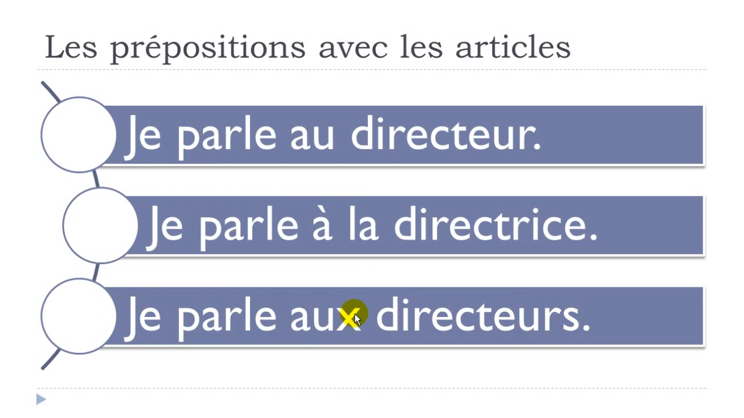Je parle aux directeurs. Okay, so you can see that here you combine à plus les, and you will get this AUX, and then phonetically you pronounce it o. So here, masculine plural, o as well. And for your information, it could be directrices, the feminine plural. It wouldn't change anything because it will still be this o. So it will be aux for the masculine or the feminine plural. So je parle au directeur, for the masculine, je parle à la directrice, for the feminine, je parle aux directeurs for the plural.